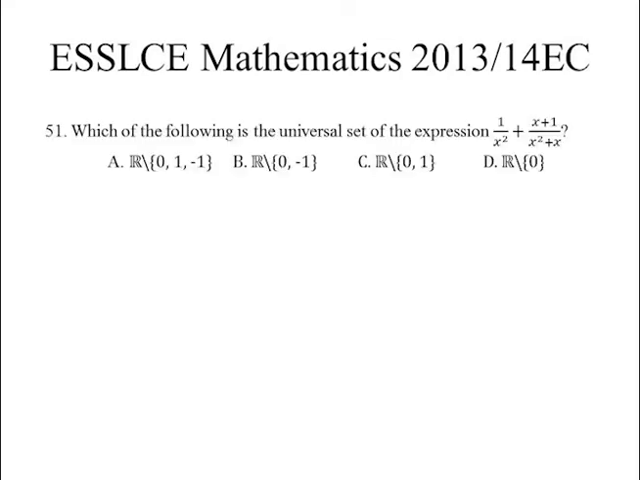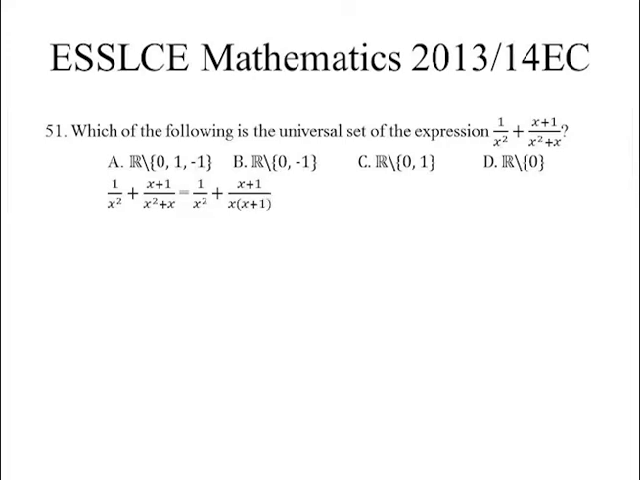Question number 51. Which of the following is the universal set of the expression (1 over x squared plus x plus 1) the whole over x squared plus x? 1 over x squared plus x plus 1 over x squared plus x is equal to... x is there in both terms of the denominator of the second expression. So we take out x as a common factor. x squared divided by x is x, plus x divided by x is 1.